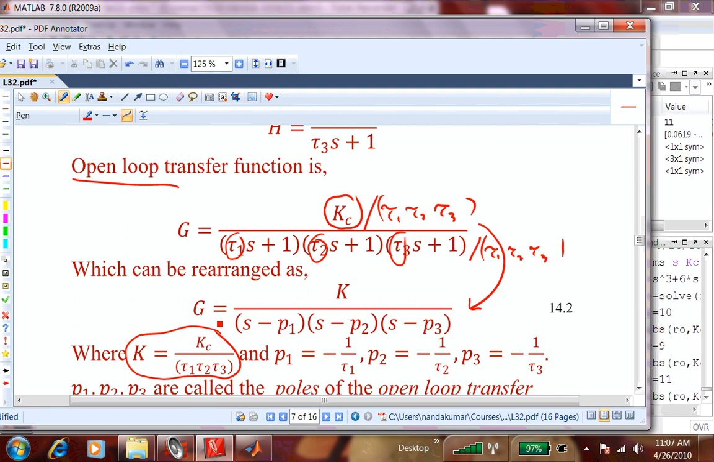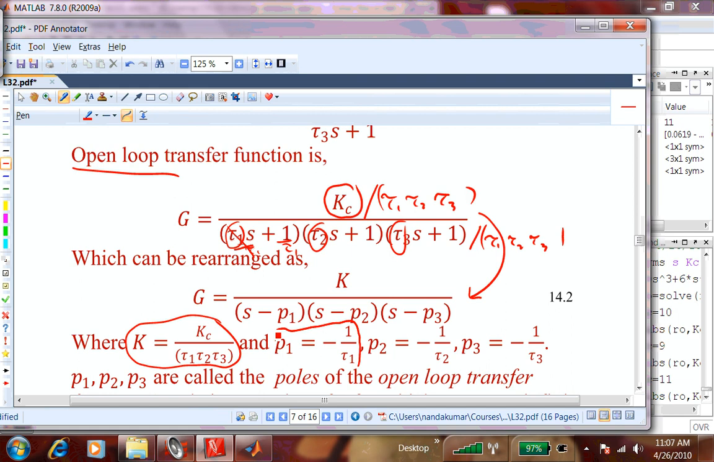All we have done here is take this, divide by tau 1, so the tau 1 here cancels and I get simply S. And I call this minus P1. So the pole P1 is nothing but minus 1 over tau 1. It's a known number. Poles are known numbers. These are not the roots of the characteristic equation. These will become the roots of the characteristic equation under one condition, and we will see what the condition is soon. But those are just called the poles.